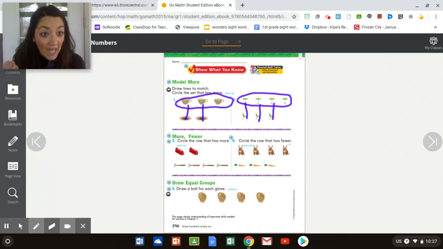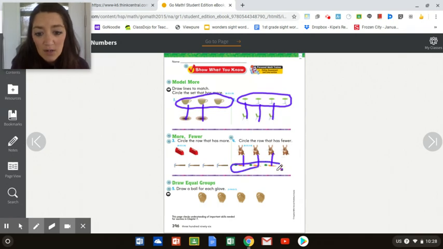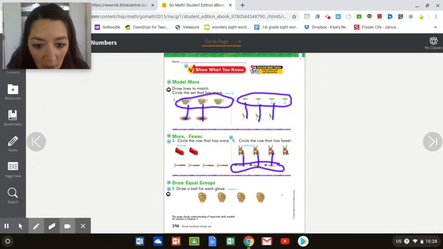Fewer means less. Which one has the less amount? So you could look here. Each rabbit is going to get a carrot, except for this guy, but there's fewer carrots than there are rabbits. Okay, for this down here, it says draw a ball to each glove. So you're going to draw a ball to each glove.